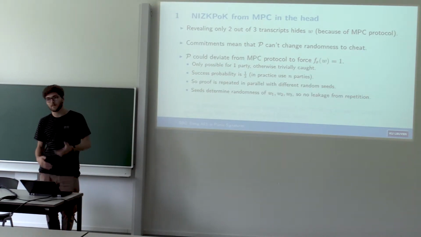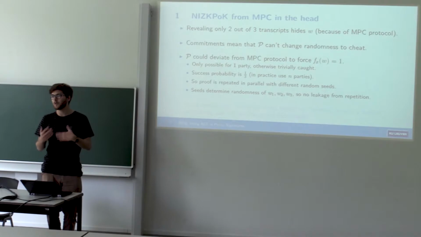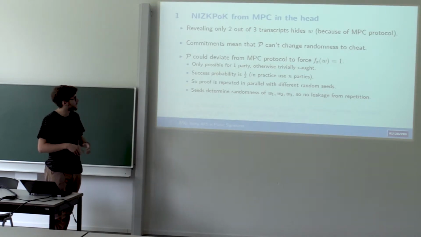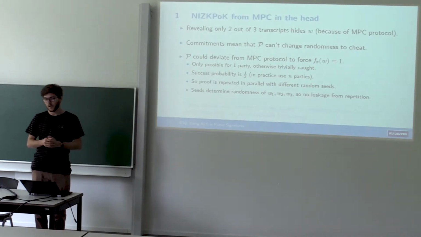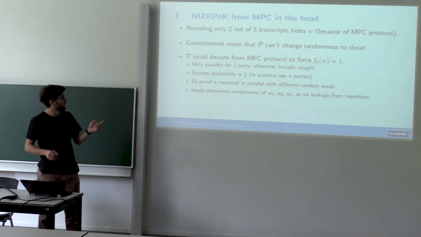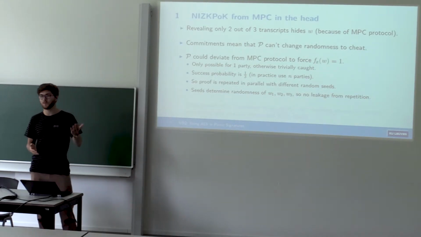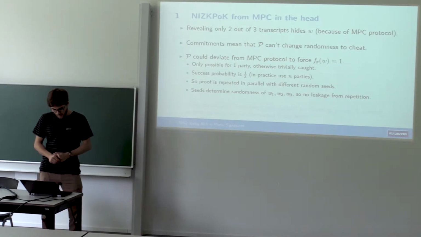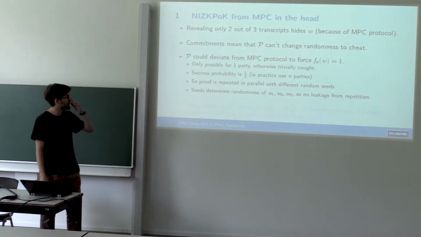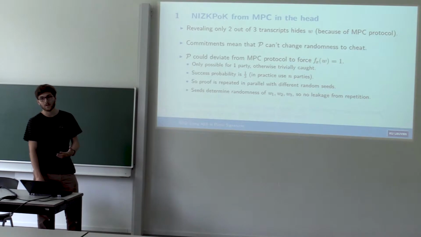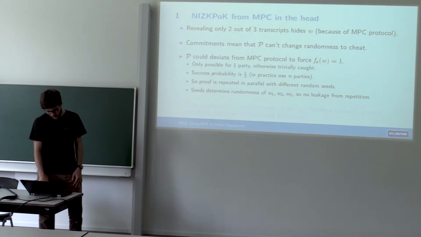And simply, like very common in proofs, we just repeat the proof in parallel with different random seeds every time, so that there's no leakage of the witness, but also the prover has a very low probability of cheating successfully on every proof. So just by repetition, we really lower the probability. So these are the properties of the MPC protocol that we use to guarantee the properties of the zero-knowledge proof.